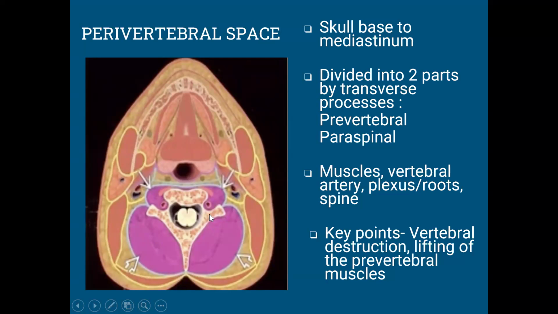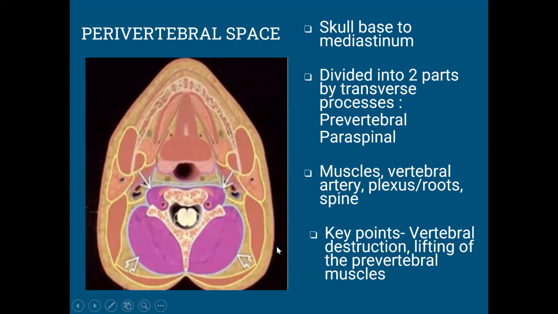And coming to its contents, we can have the various paraspinal muscles. We have the vertebral artery. We have all the nerve roots, and lastly we have the bony element, that's the spine. So related to all these contents, we can have corresponding pathologies. We can have a bony origin, any bony pathology. We can have a neural pathology, any muscular pathology, or any arterial cause.